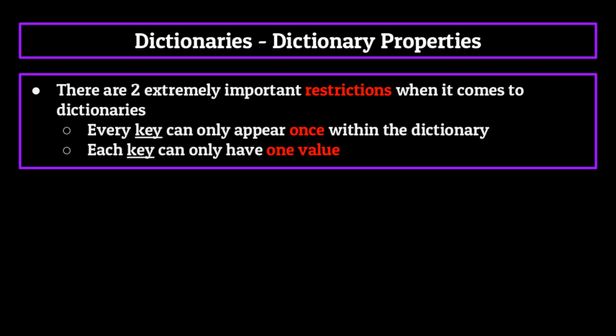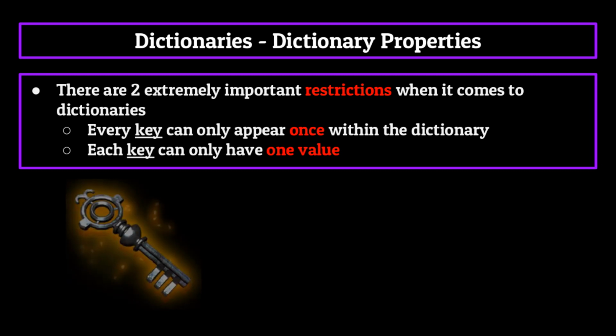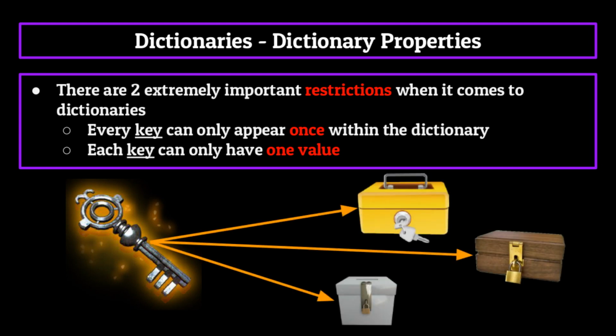The second stipulation is that each key can only have one value. Think back to our custom key example. It wouldn't make sense for this one-of-a-kind key to be able to open multiple boxes. The same is true for our keys in computer science. They can only correspond to one value.